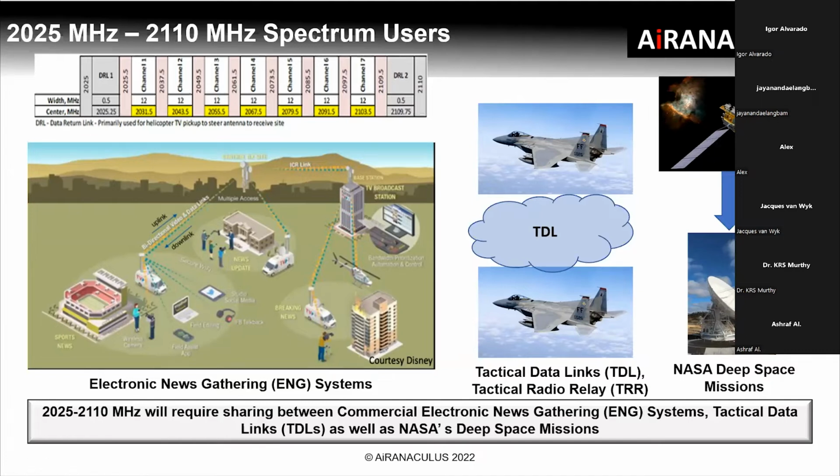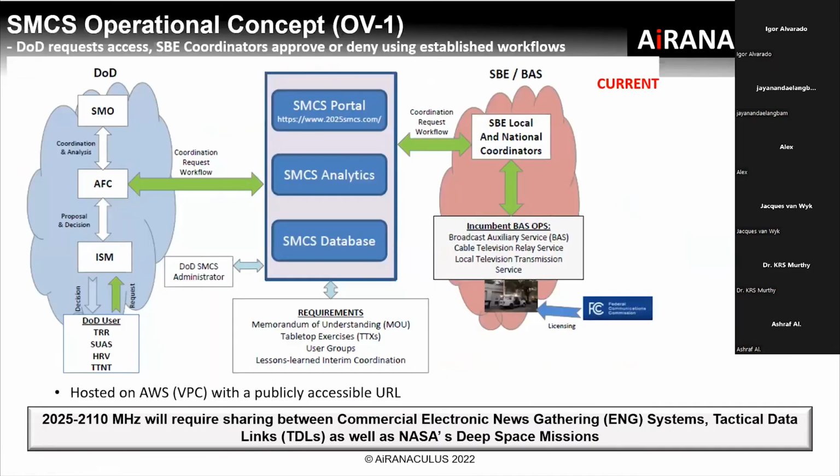So now you have to figure out how all of these entities are going to share their spectrum. One of the architectures that has been proposed, again with a different name, is called SMCS, or Spectrum Management and Coordination System. This was proposed by DISA, and it has a very similar feel to the database. It's just a different name.